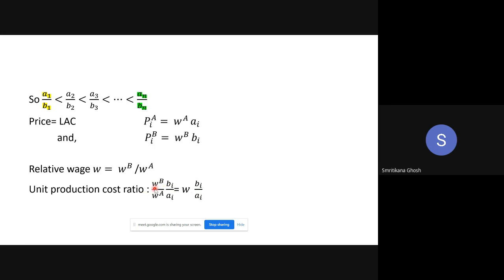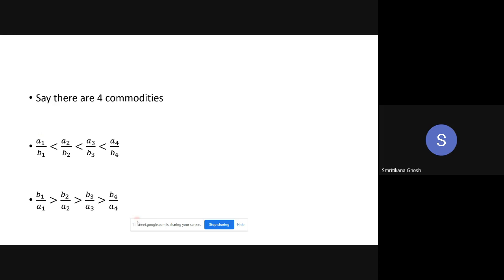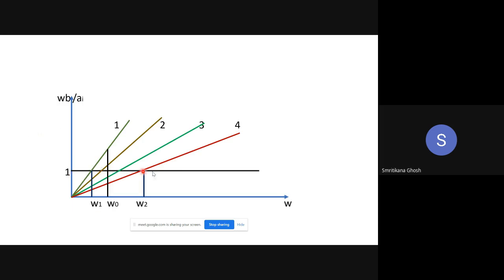That means WB into Bi is equal to WA into Ai. That means LAC of country B is equal to LAC of country A. So long run average costs are the same. That means prices are the same, because LAC is equal to price at the equilibrium. So the line 1 is representing equal price for both the countries, country A and country B.